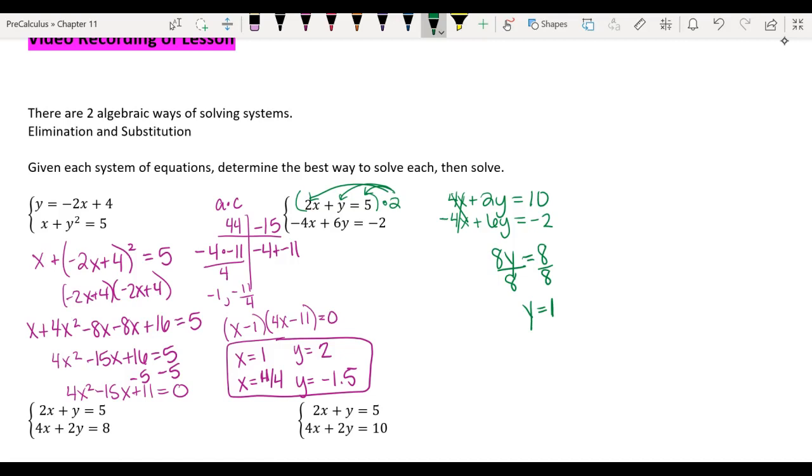So you have 2x, and then it'd be plus 1, because I'm plugging in my y equals 1 for y, equals 5. So you would subtract 1. It means 2x equals 4. Divide by 2. It means x is 2. And so these 2 equations are going to intersect at the point 2, 1, or x is 2 and y is 1.